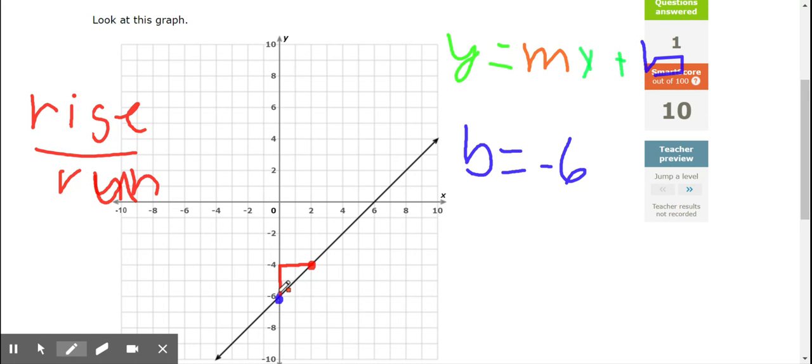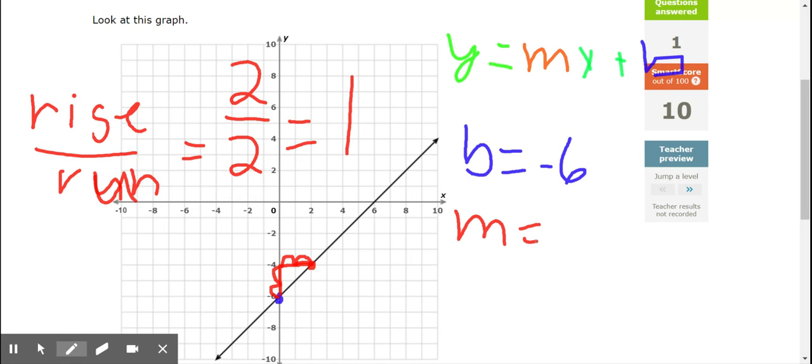Now, if we look here, it looks like we're counting by 2s, but there's a line in the middle, which means we're actually counting by 1s. So I'm going to count by 1s. So my rise is going to be 1, 2. And then my run is going to be 1, 2. So that gives me 2 over 2. If I divide that, that gives me 1. And if I look at my line, I have a positive slope. So that means m equals 1.